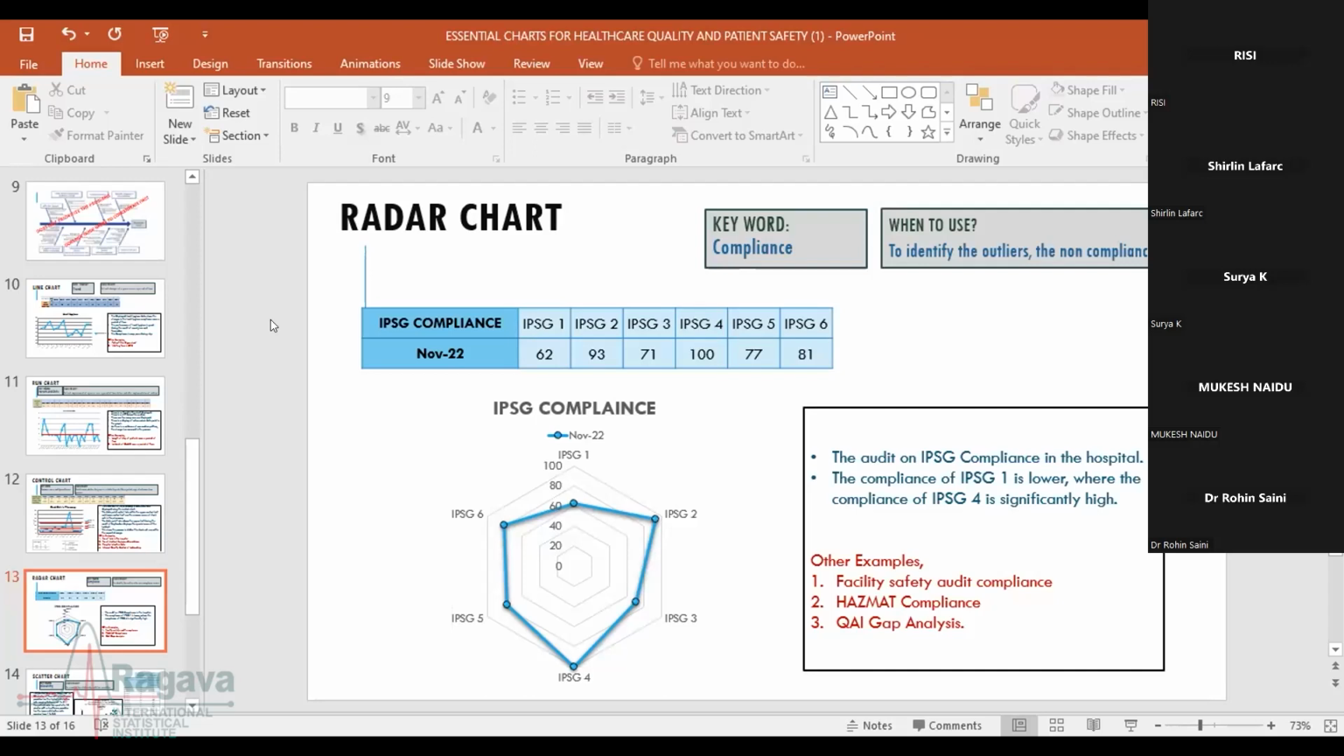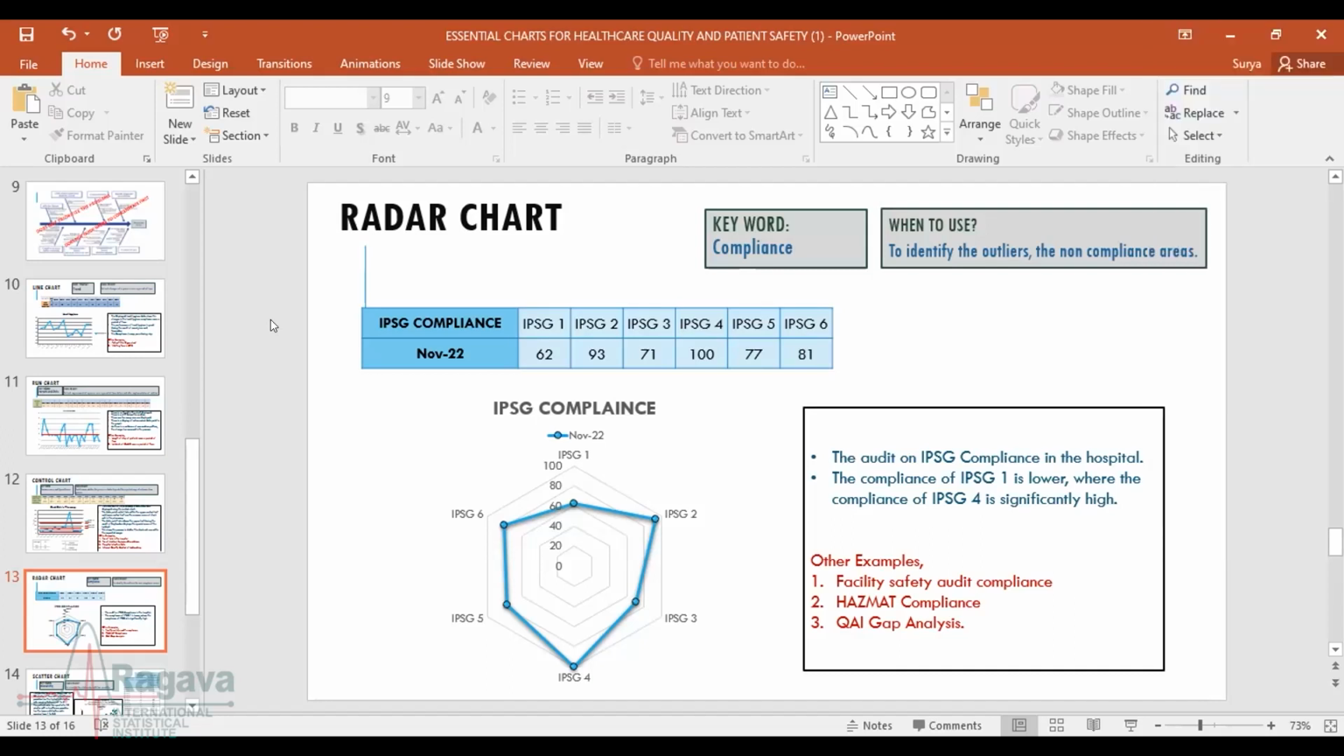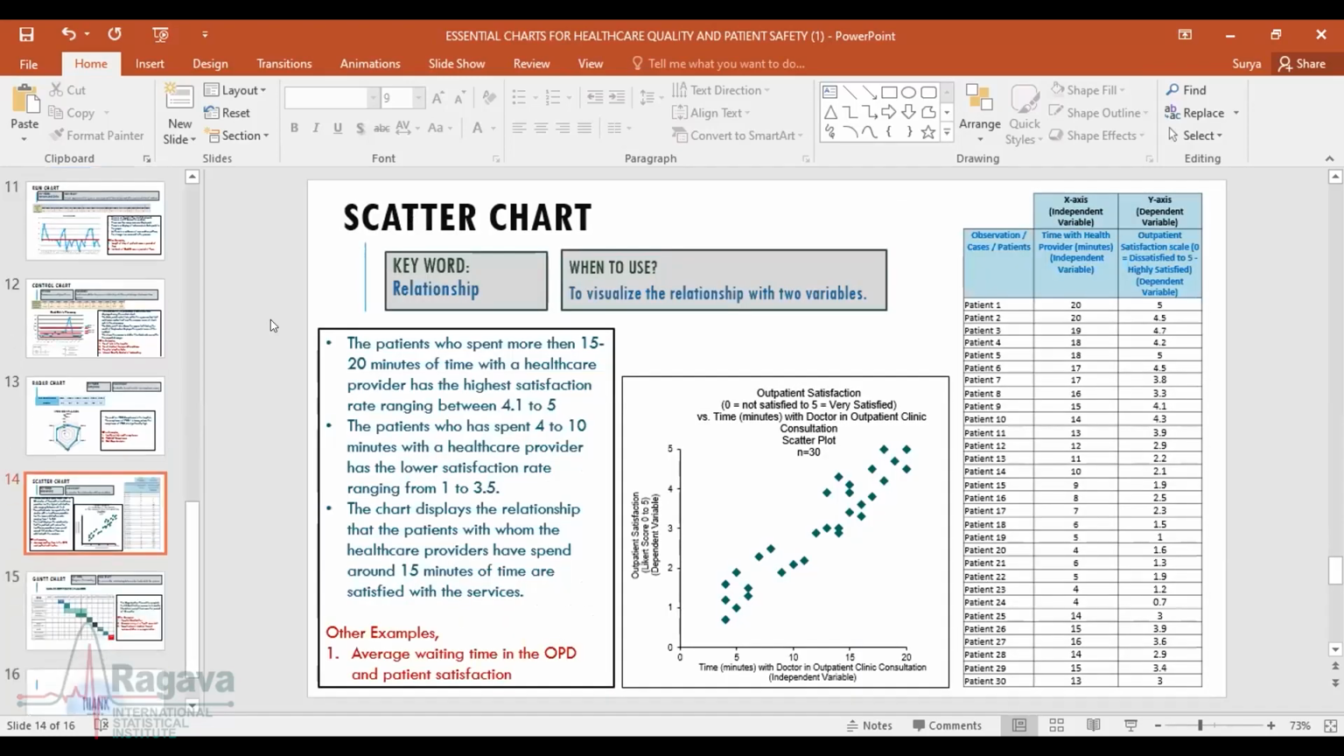The same way we can display the same thing for our facility safety audit compliance, for our HOSMET audit compliance, for our QI standards, for JCI and NABH standards also, we will be able to show through the radar chart. Next is a scatter diagram. The scatter chart is mainly for the relationship. So there are two variables, how they are affecting one another, how they are related.